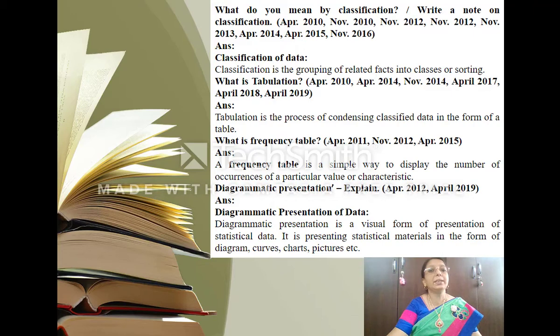What is a frequency table? A frequency table is a one-way table which displays the number of occurrences a particular value or characteristic has. So the number of times a value appears is shown in a frequency table.